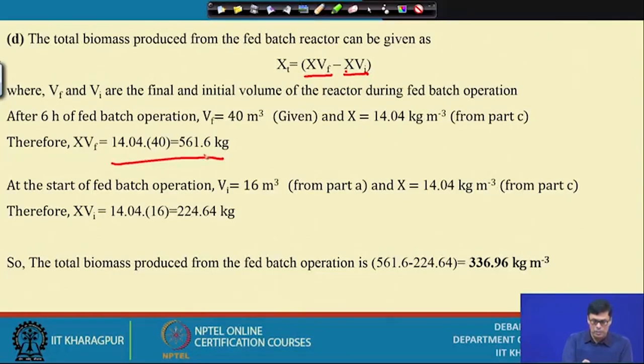The final cell mass amount is 5561.6 kg, and the initial will be this. So, the difference will give you the total biomass that is produced in the system.